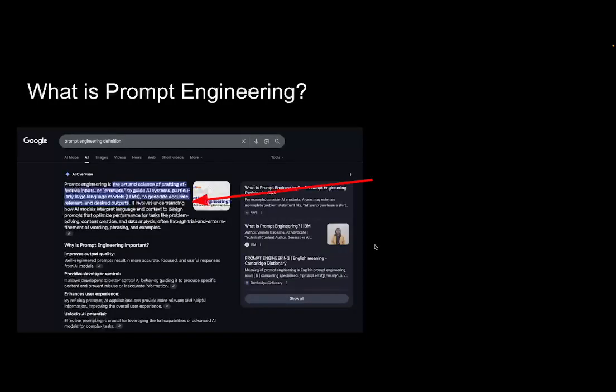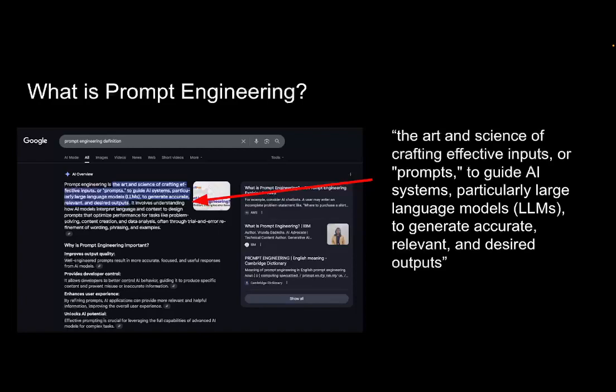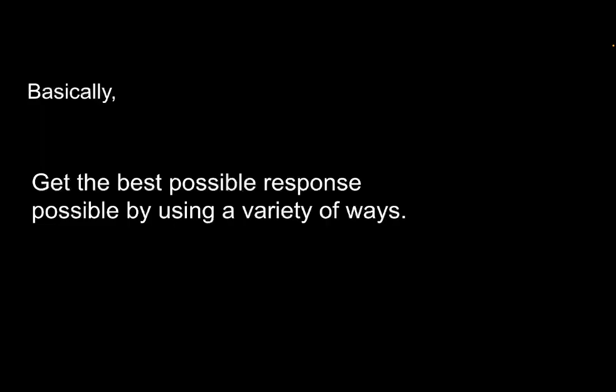Now, what is prompt engineering? Well, according to Google, prompt engineering means the art and science of crafting effective inputs or prompts to guide AI systems, particularly large language models, to generate accurate, relevant, and desired outputs. If you got no idea what that meant, don't worry, you're in good company. Basically, it just means to get the best possible response possible by using a variety of different ways.